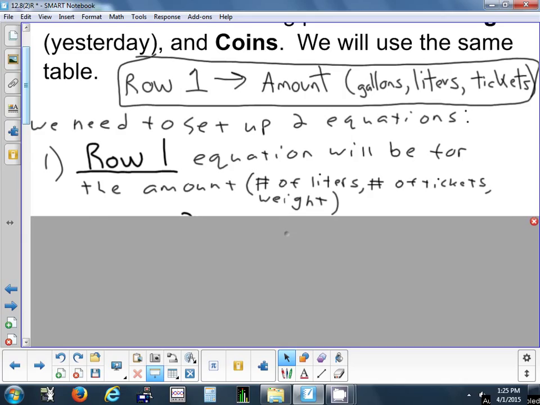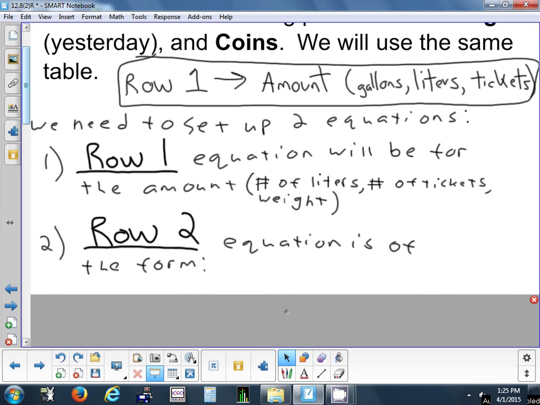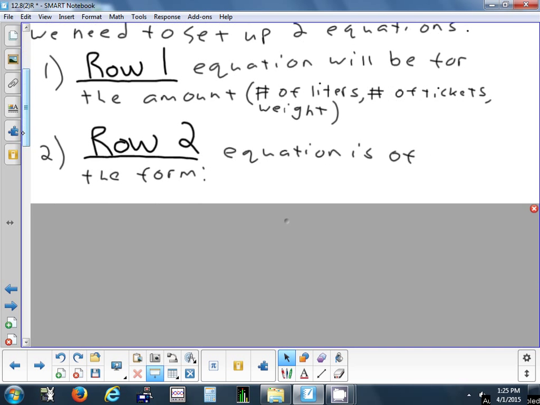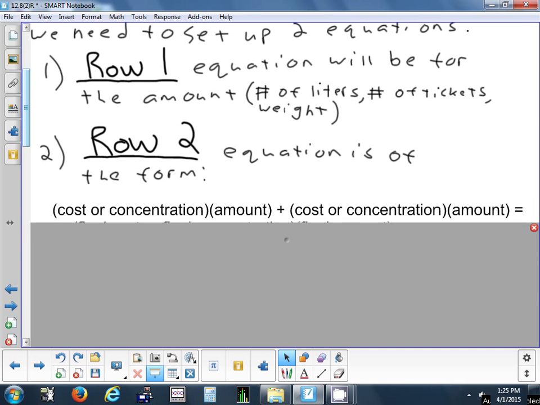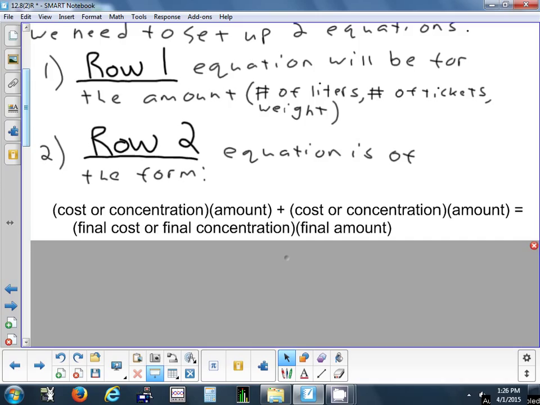So one equation is for how much of the stuff do you have. And the other equation is going to be written in this form. So this I would copy down because it's going to help you get the second equation. It's going to be how much something costs or a concentration. When you do a problem, you'll see it's one or the other. So it's a cost or a concentration times an amount, plus another cost or concentration times another amount, equals a final cost or a final concentration times a final amount. So it's really like a concentration times amount plus concentration times amount equals concentration times amount.